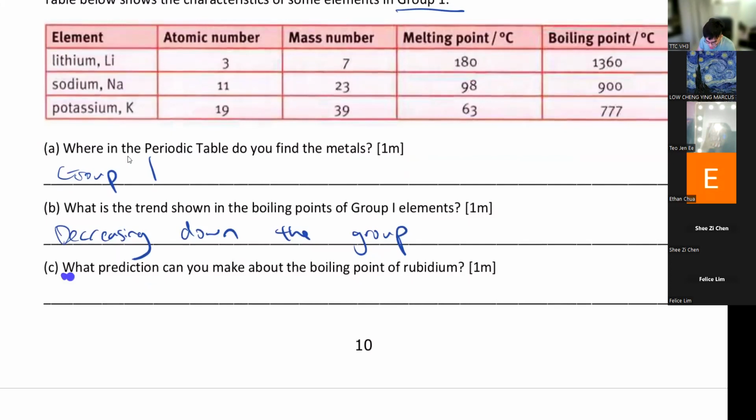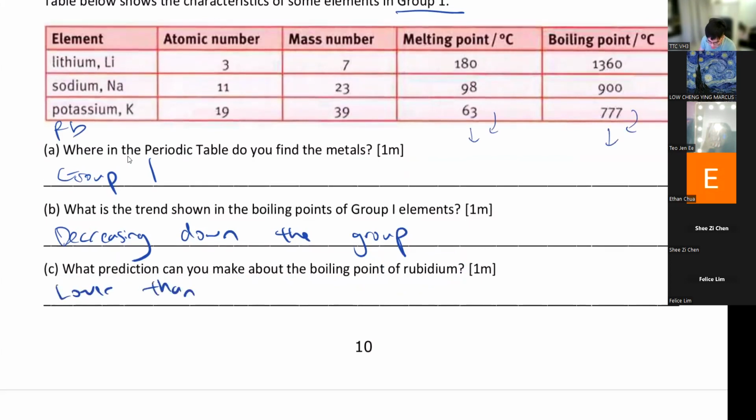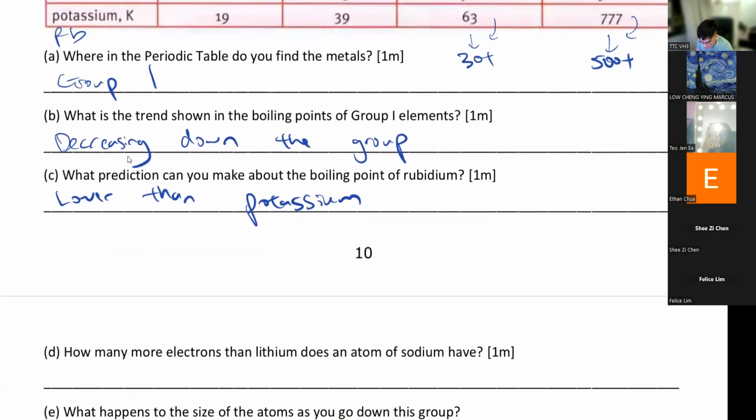So what prediction can you make about the boiling point of rubidium? We just mentioned this in our notes, isn't it? If rubidium is here, what happens to the melting point? It should be lower. What happens to the boiling point? It should be lower as well. So it should be lower than potassium, right? Maybe this is 30 something, maybe this is 500 something. I'm just guessing, right? This is just playing a guessing game. You don't need to know the exact figure.